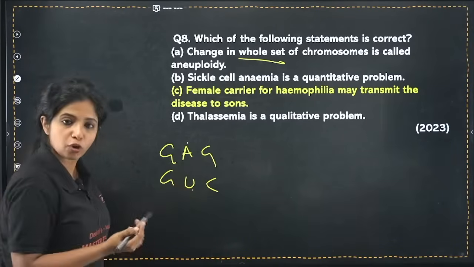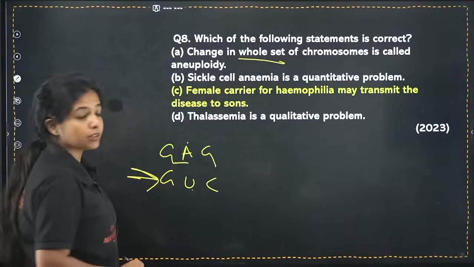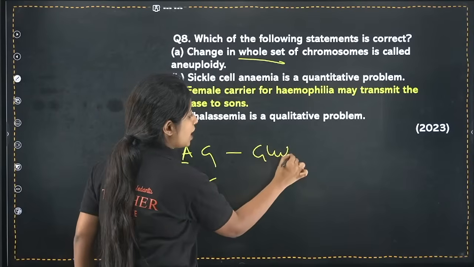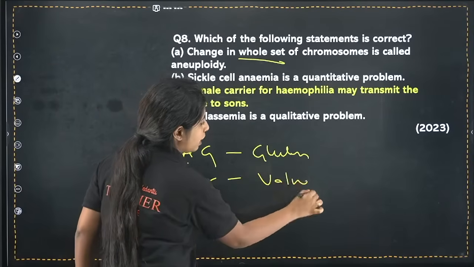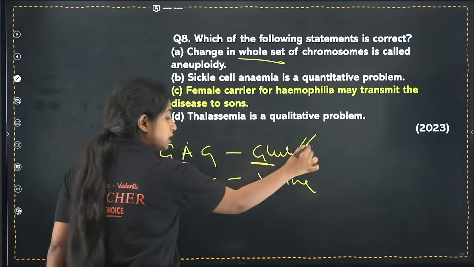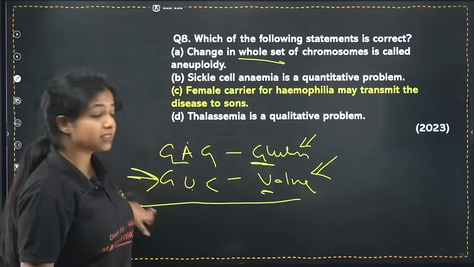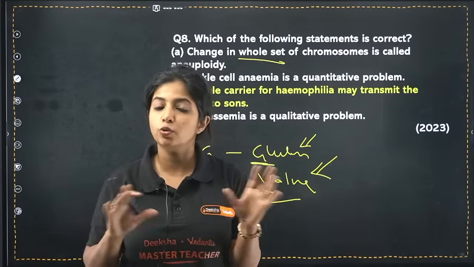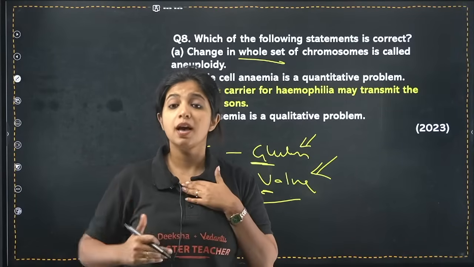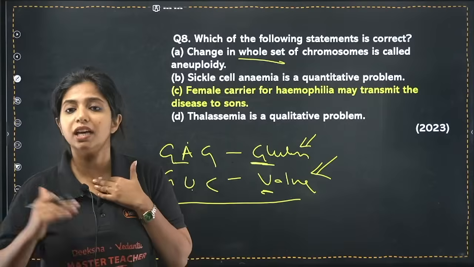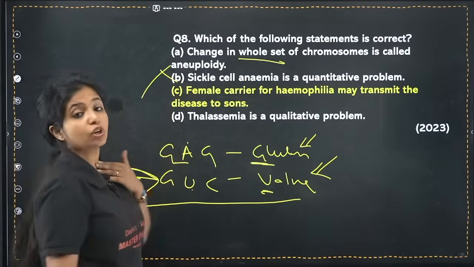A comes before U, so always remember it was this, but it became this. So basically, this was coding for glutamic acid, but now it is coding for valine. Again, G comes before V, so G was like this, then it became this. Now valine is there, the whole beta globin chain is going to change, and that is going to mess up the quality of the hemoglobin. So it's not quantitative, it's a qualitative problem.